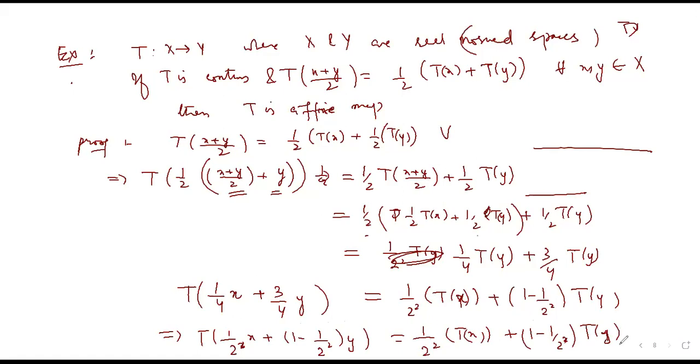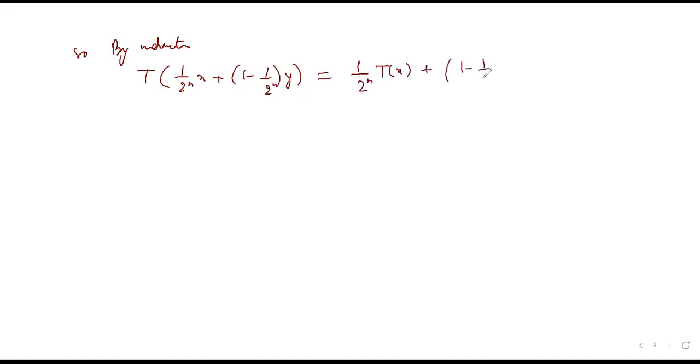I think you see where we are going. So if I continue like this by induction, which you will do a little yourself, I have T of (1/2^n)x + (1 − 1/2^n)y is equal to (1/2^n)T(x) + (1 − 1/2^n)T(y).